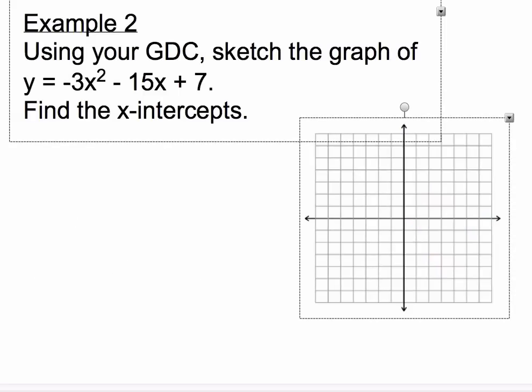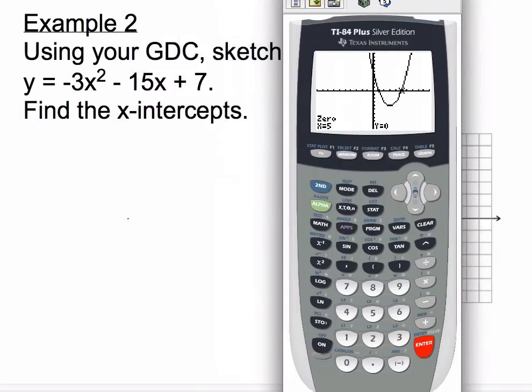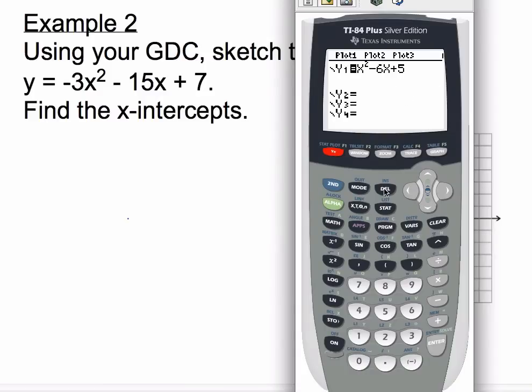Okay, the next one we're going to graph is this one. We're going to type that into y equals again. So now if this is negative 3x, don't use this minus sign. It has to be negative. And then 3x squared minus 15x plus 7. Okay, so I've got it typed in. I'm going to graph it.